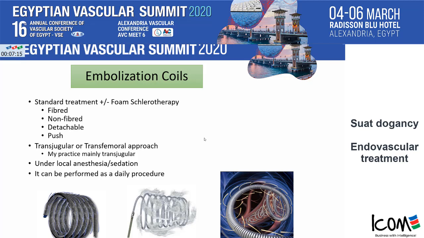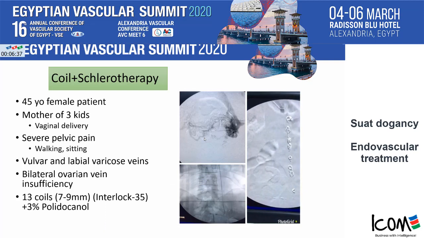So let's go to what's offered. We have the embolization coils, which are accepted as a standard therapy, in combination or not with foam sclerotherapy. We know that there are a lot of different types of coils. These procedures can be done either transjugularly or transfemorally, but I mainly prefer the transjugular approach because, especially for the right-sided ovarian vein, it is much easier to go from the jugular. It can be done under local anesthesia, and either you can make it a daily practice, or you can send the patients home afterwards.